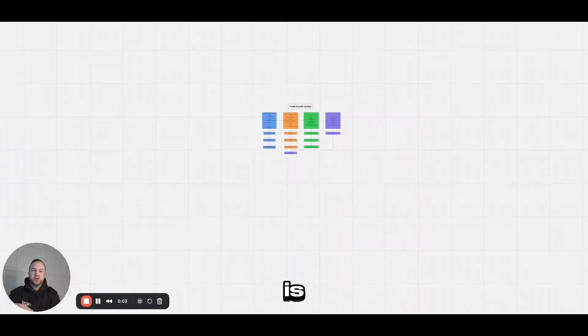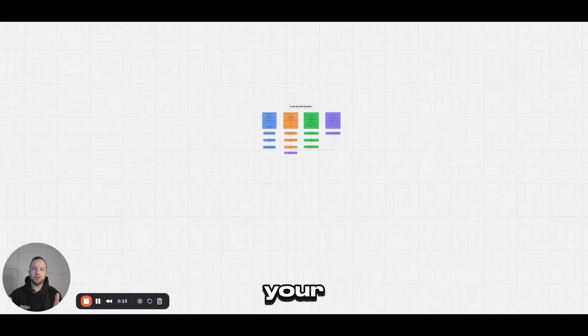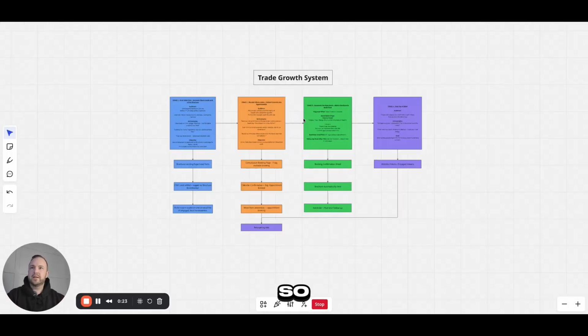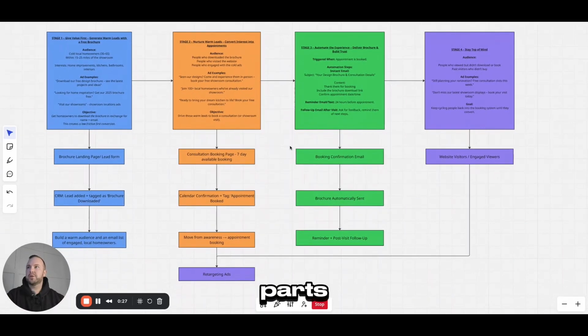Okay, so this is the trade growth system. It's made up of 4 parts. And this is really designed to help you generate more leads, more appointments and more sales for your trade business. And this is exactly what we implement for our clients at Performance Scale Marketing. So let's get into it. So the trade growth system is made up of 4 parts, basically.